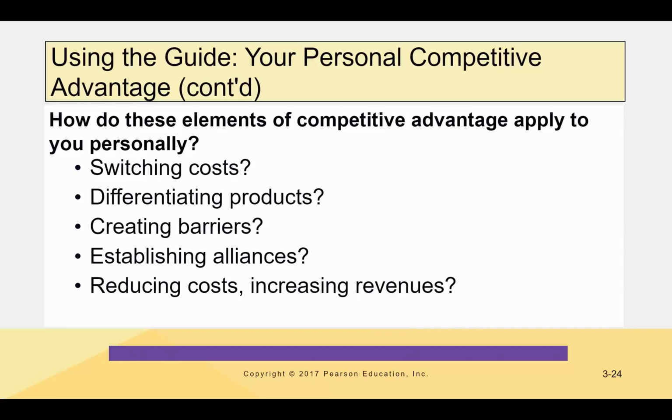How do the elements of competitive advantage apply to you personally? Switching costs, differentiating products, creating barriers. You're going to have to decide on yourself what you want. I typically go for longevity when I'm buying something. Typically, I want something to last. I want to buy it once. So I typically pay more just because I want a better product. I buy what I want now. It may cost a little more, but in the long run, it will pay for itself again and again. So I'm usually for that.